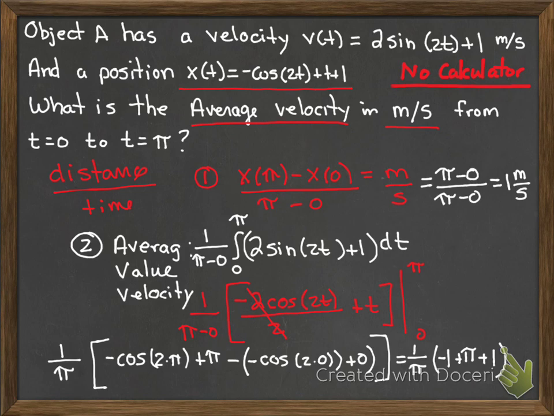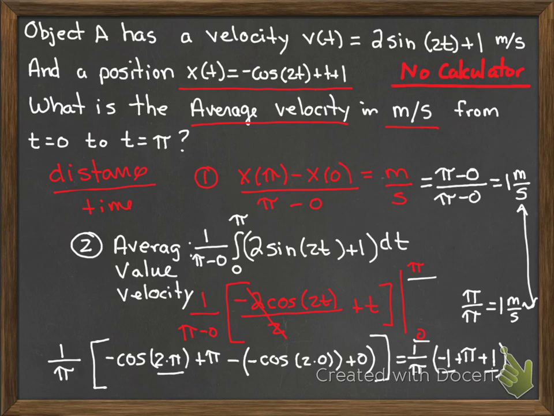When we find our antiderivative, we've got negative cosine. When we plug in our limits, we have 1 over pi times negative cosine of 2 pi plus pi minus a negative cosine of 2 times 0 plus 0. And so notice we have negative 1 plus 1. We still have pi over pi, or 1 meters per second.